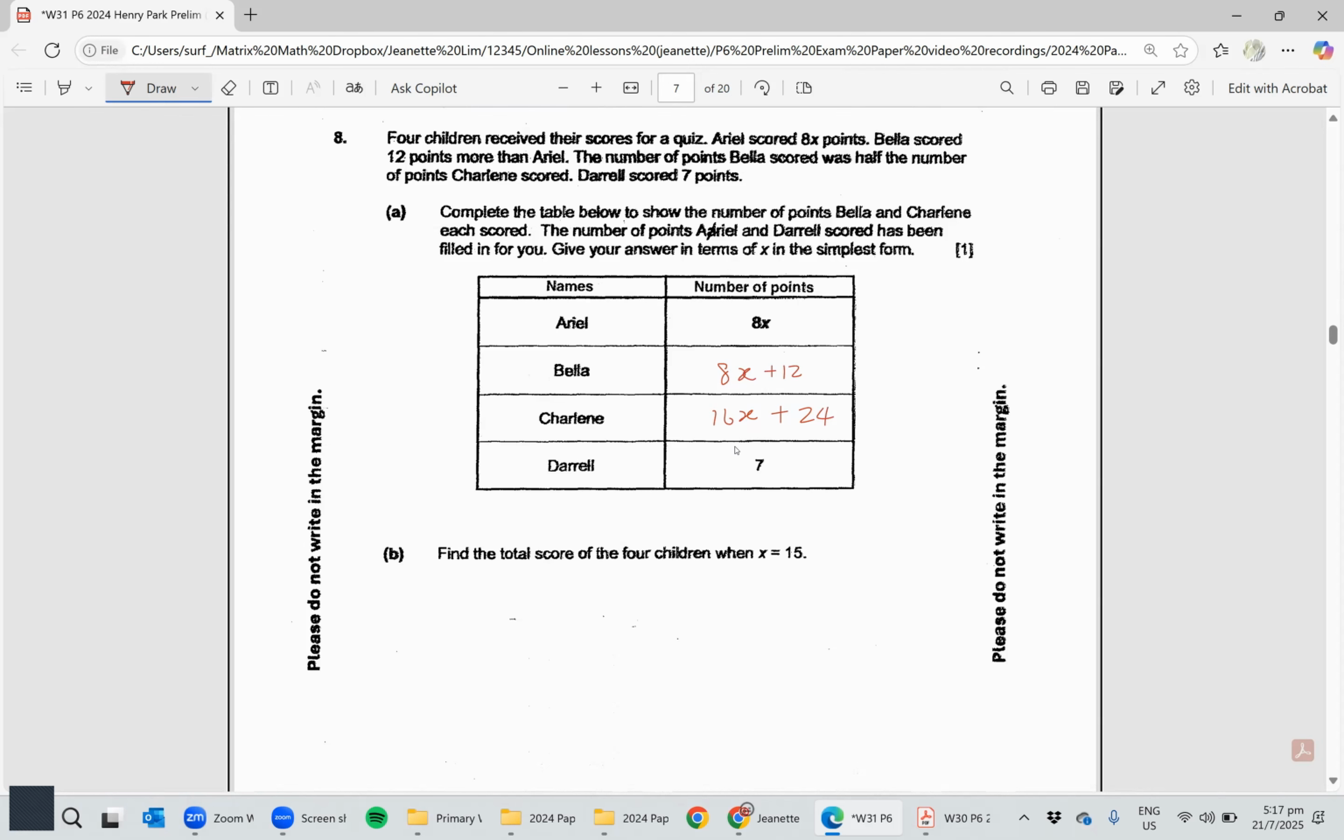You've completed the table. For part B, find the total score when x is 15. Okay, let's add them up in terms of x first: 8x plus 12, 16x plus 24, and then plus 7. So when you simplify this, all your x get together.